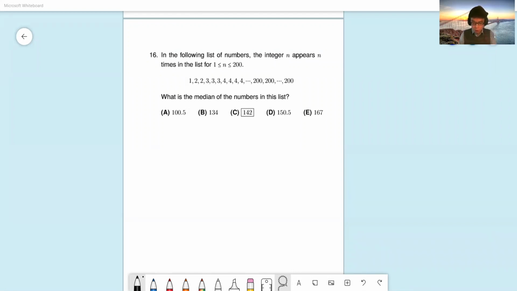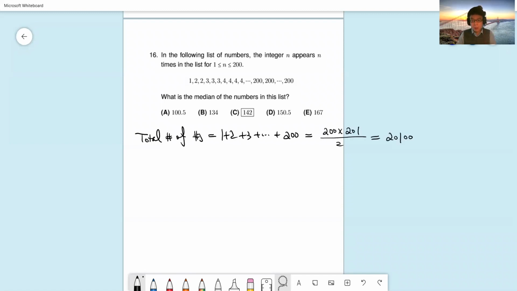This corresponds to 200 times 201 divided by 2. This is 20100. This is an even number. So we need to find the middle 2 numbers, and their average should be the median.